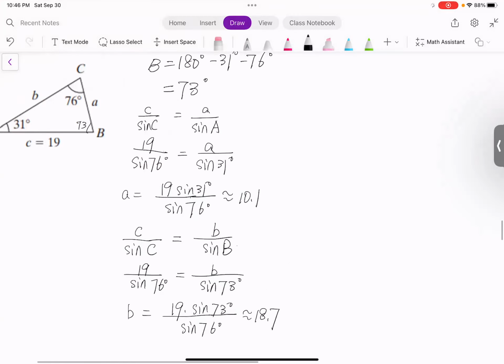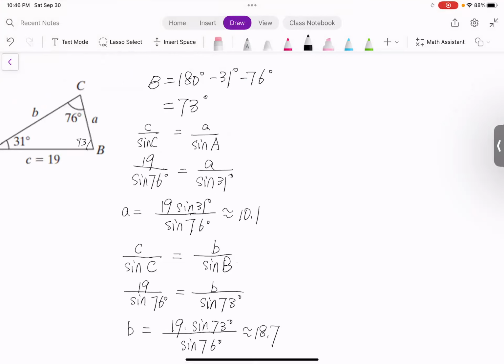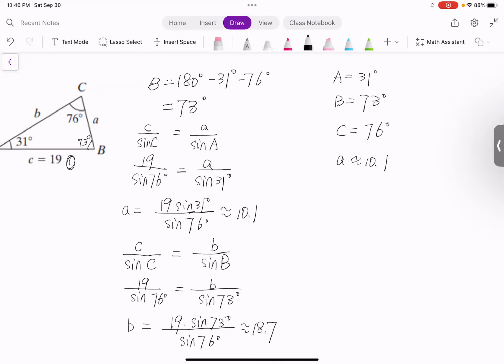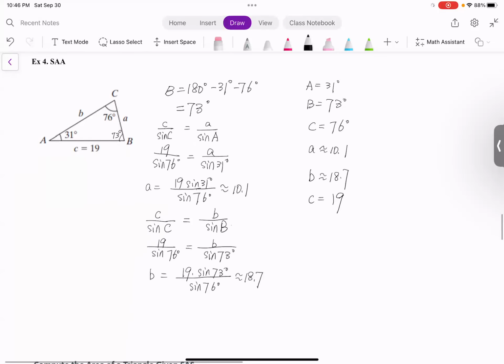So I solved this triangle and listed the information here. Angle A equals 31 degree. Angle B equals 73 degree. Angle C equals 76 degree. And how about a? a is about 10.1. If there is no unit for the 19, I don't need to list the unit, just say 10.1. And the length of b is about 18.7. c is 19. All right, we solved this triangle.